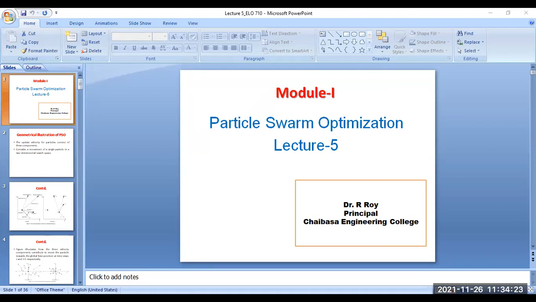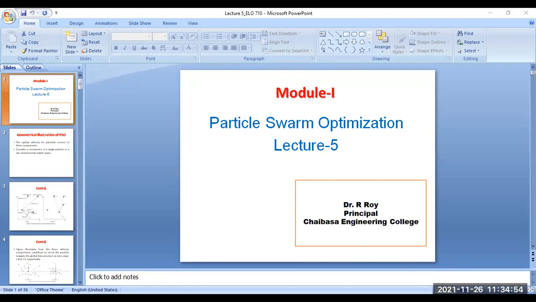Okay, so last class we discussed some of the steps of the PSO algorithm, and we'll elaborate more on this PSO algorithm. Next is the geometrical illustration of PSO, that is, how the particle is moving in the search space. So that is basically geometrical. We'll see how it is explained.